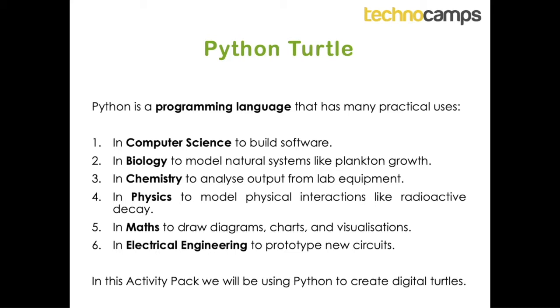Well, Python is a programming language, and as a programming language it's one of the most popular in science, engineering, maths and so on. Of course, in computer science we use it to build software. In biology, it's good for modelling things, same for chemistry and physics. In maths, it's very good at drawing charts or processing data. And in electrical engineering, there's something called CircuitPython, which is very good for small things like LEDs, motors, sensors, that kind of thing.